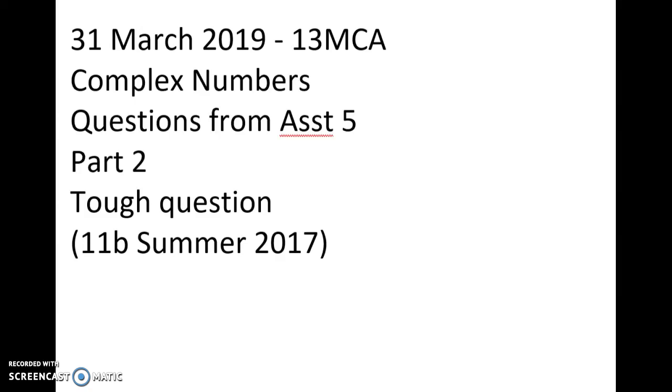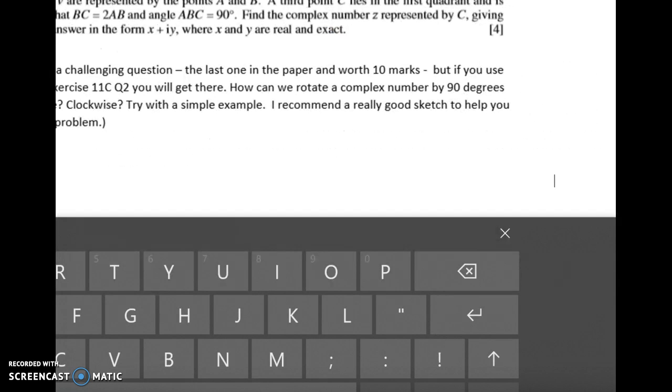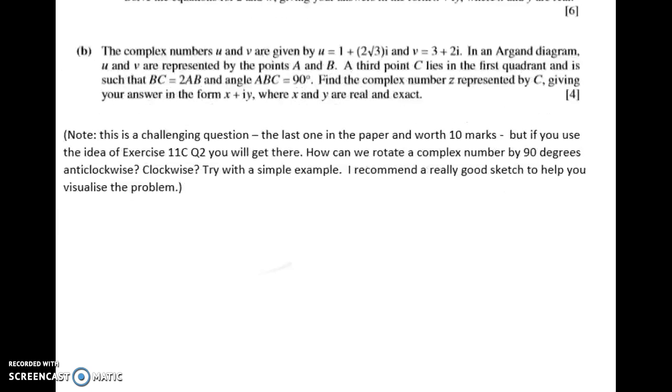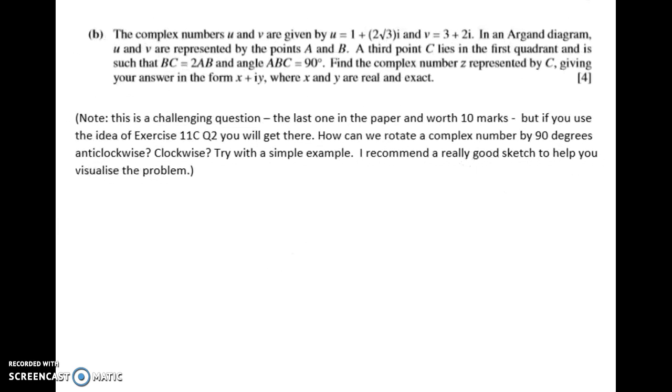This is the toughest question in Assignment 5. It's from the summer of 2017 and it's the very last question in the A-level paper. So you kind of know that it's going to be hard before you even look at it. But I want to talk about what you do when you see a question like this and what can make you know where to start.